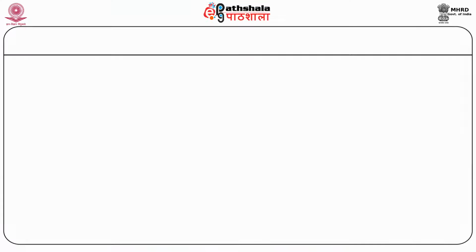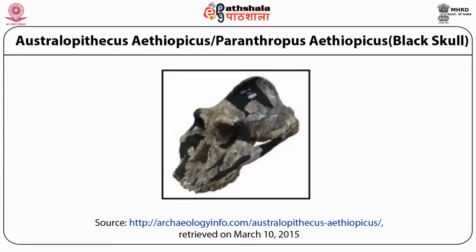Australopithecus aethiopicus, or Paranthropus aethiopicus, called the black skull, was discovered by Alan Walker in 1985 near West Turkana in Kenya. Australopithecus aethiopicus existed between 2.6 and 2.3 million years ago. This species is popularly known as the black skull. It is so called because the manganese deposit in the soil where the skull was located stained it black. It may be an ancestor of the other two robust varieties of Australopithecus, that is, robustus and boisei, but it has a baffling mixture of primitive and advanced traits.